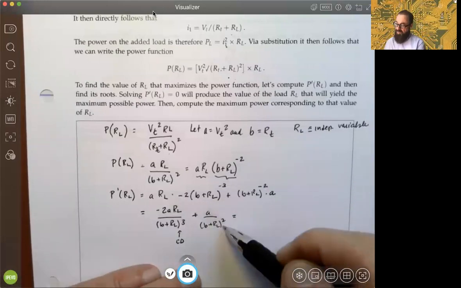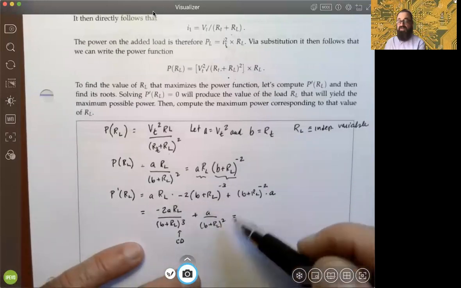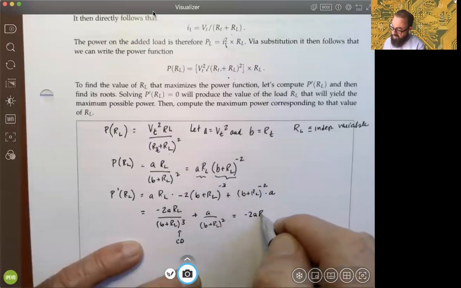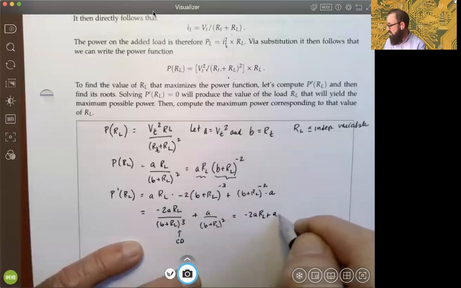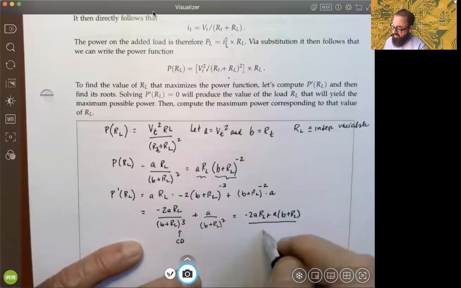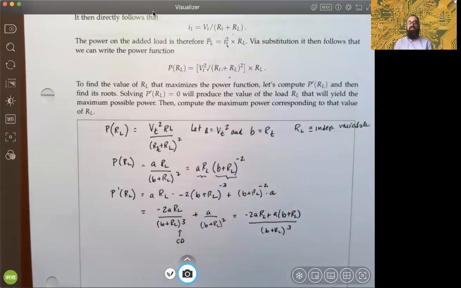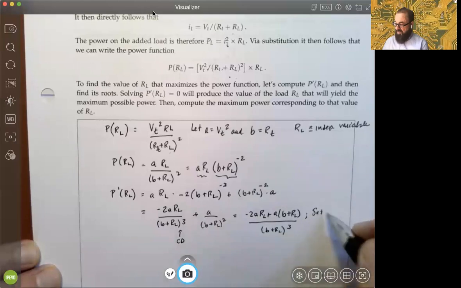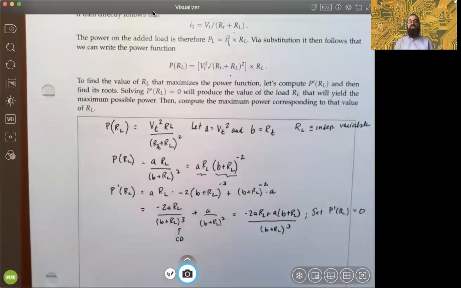And so we'll have to multiply this one top and bottom by another B plus R sub L. What we should get is something like this: minus 2A R sub L plus A times the quantity B plus R sub L, all over B plus R sub L to the third power. All right, so that's the derivative. And then what we want to do now is set the derivative equal to 0, because we know from calculus the maximum or minimum will occur wherever the derivative is 0.